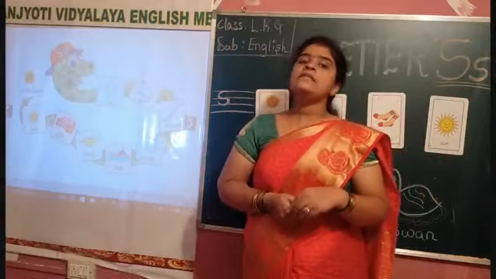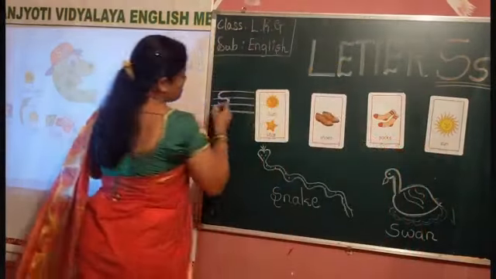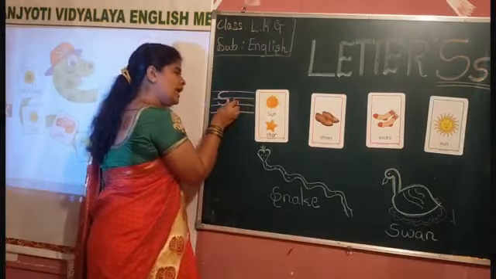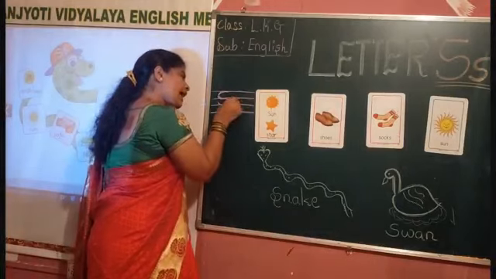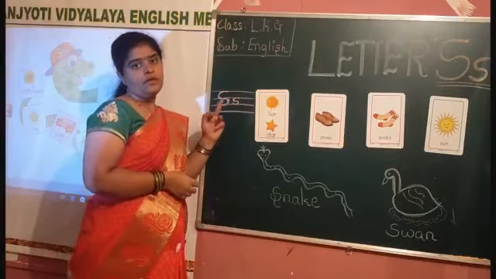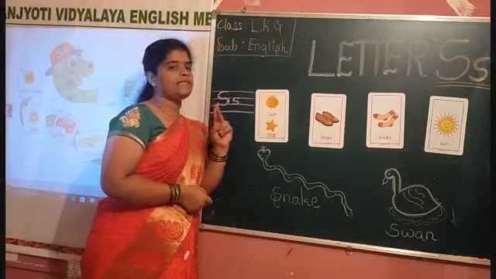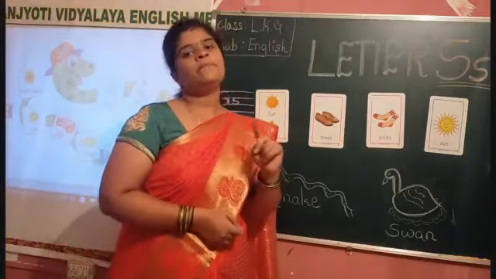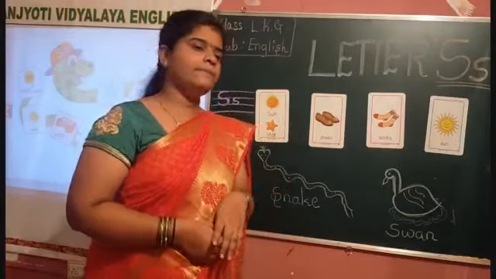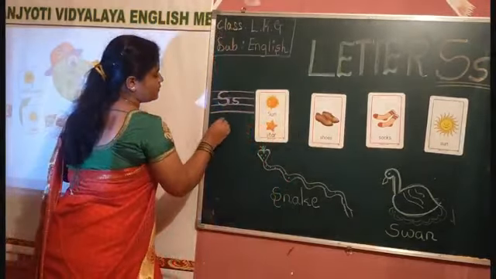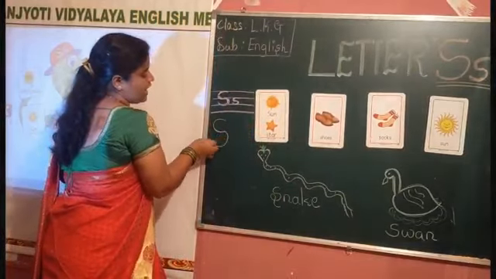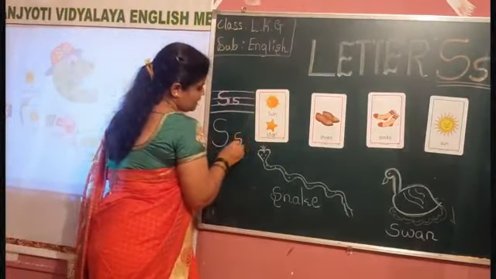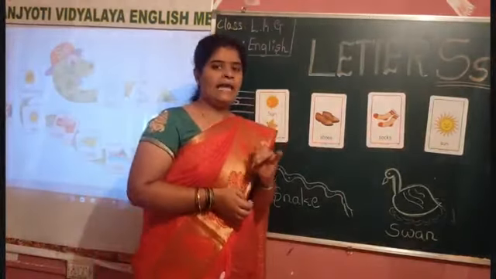Then the small letter S. Same, but we have to write it in only two lines. It means small s, lowercase s. Children, here I show you: a curve line joined with another curve line. This is our capital letter S. This is our small letter S.